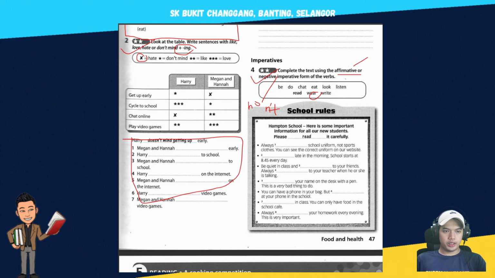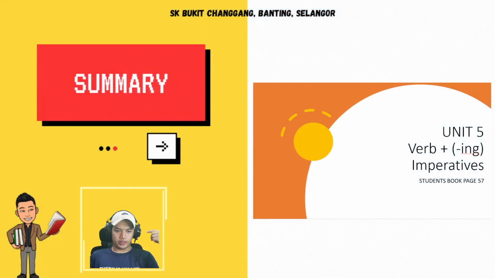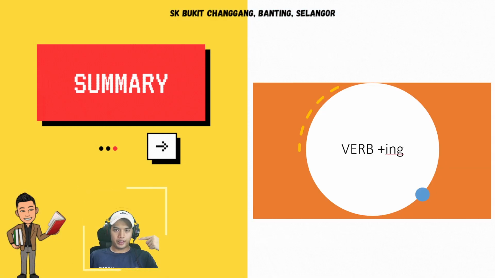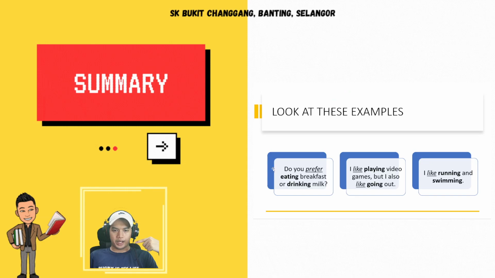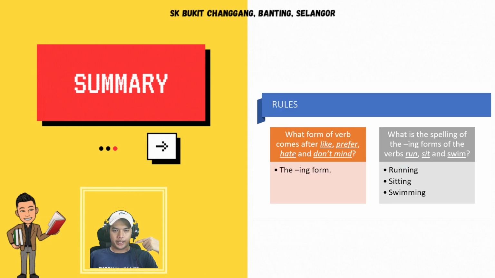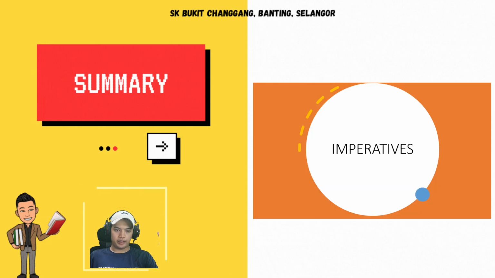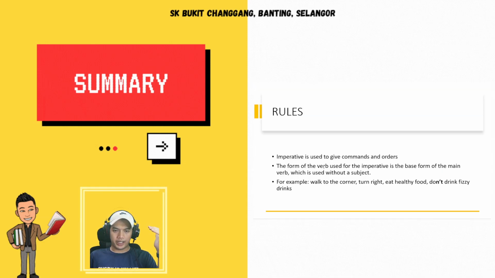Okay. So, before we stop, let's look again at this one. Just a quick summary. Remember, for verb plus ing, after the word prefer, hate, don't mind, or like must follow with verb plus ing. Ada je perkataan ni, lepas tu mesti tambah ing. Macam tu. Okay. For imperative, imperative adalah kata arahan. And kata arahan mestilah dalam base form ataupun dalam kata dasar. Okay, I think that's all for the lesson.